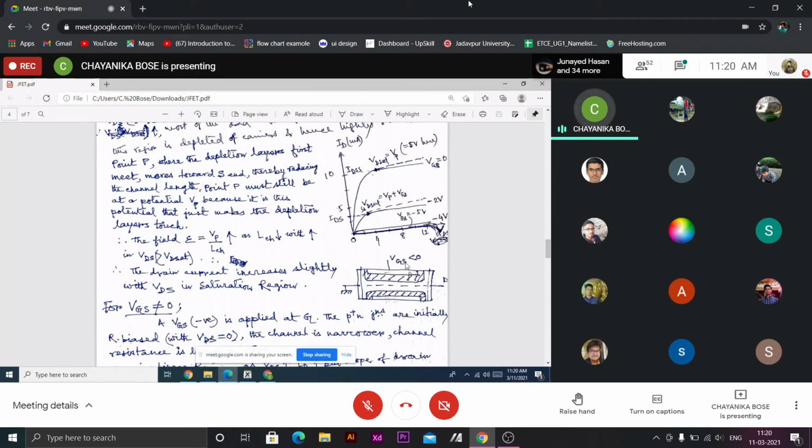So when we apply some negative voltage at the gate terminal, initially VDS is 0. So for the same channel, for a negative gate bias, the junction will be reverse biased and the depletion region extends within this region. So initially the channel cross section available for current flow is now reduced when we apply some gate bias.